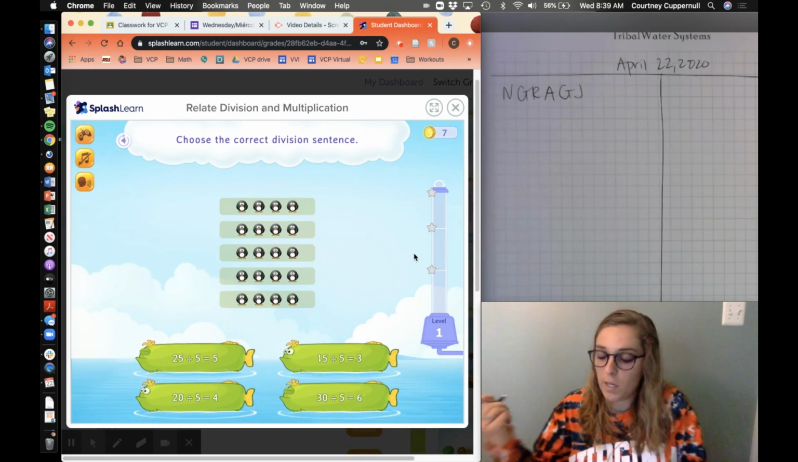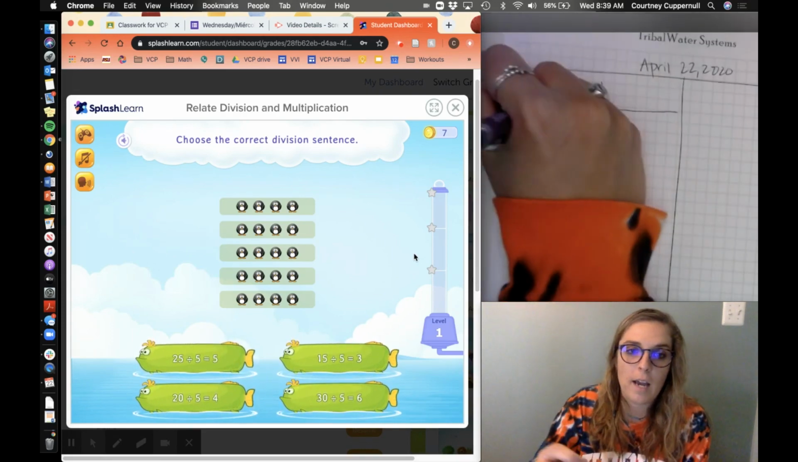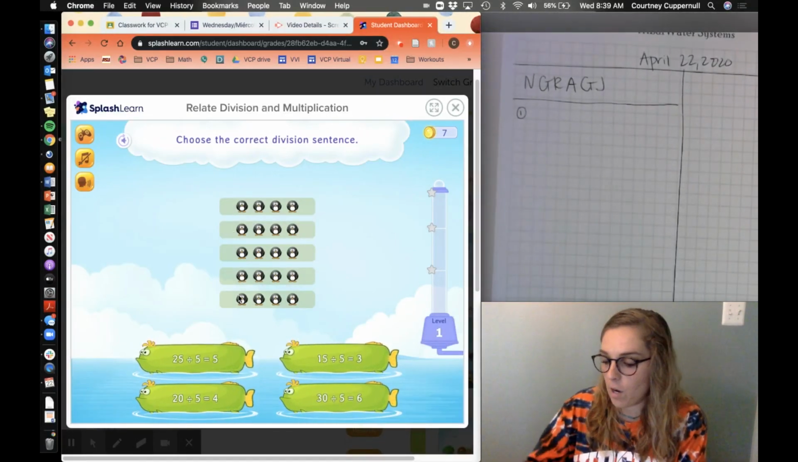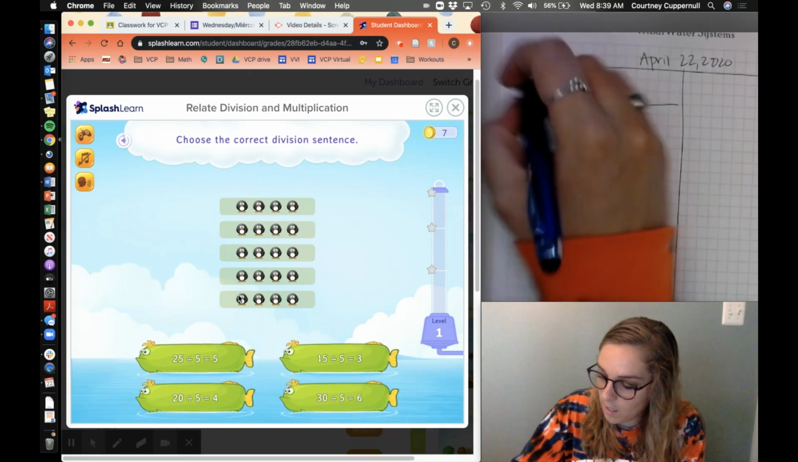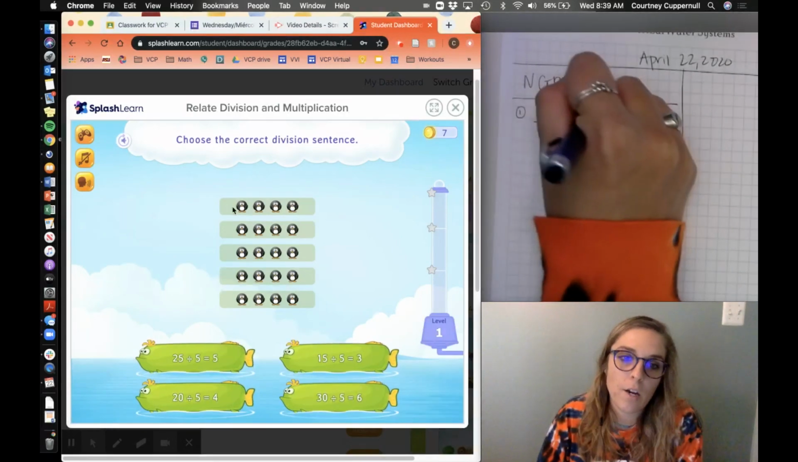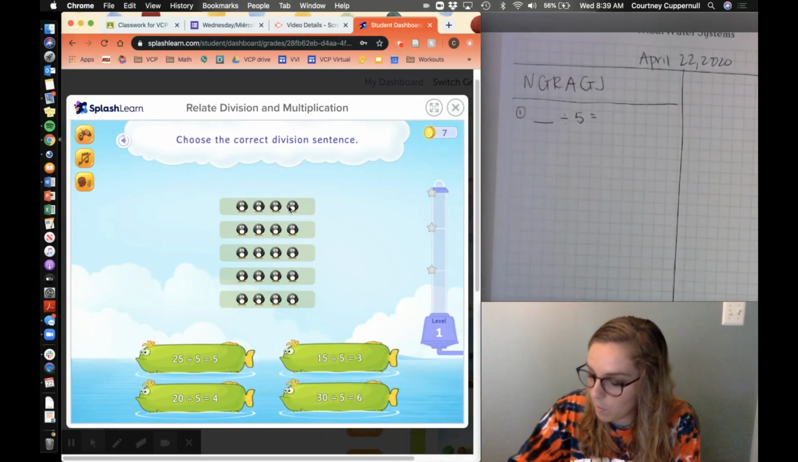So first, I'm going to count how many rows I have. I see that it is broken up into 1, 2, 3, 4, 5 rows. So I know that this is some number divided by 5 equals. And I know that there is 1, 2, 3, 4 in each group. So I'm going to put that as my quotient.